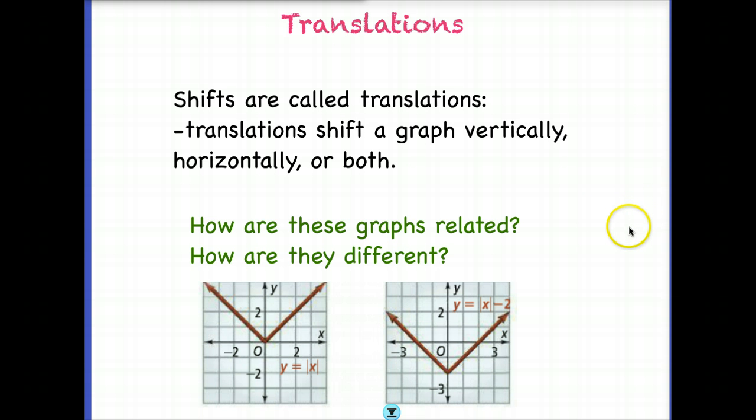Pause the video for a second and think to yourself how they are related. Okay, and then when you come back, I want you to also consider how they are different. So if we look at these two graphs, we could probably take this V, cut it out, and put it on this other V. So they're the same shape, the same size, only this V over here on the right has been shifted down 2 spots versus this one, which starts here at 0, 0. This is the vertex. In this graph, the vertex is shifted down 2 units. Okay, and that's what we call a shift.